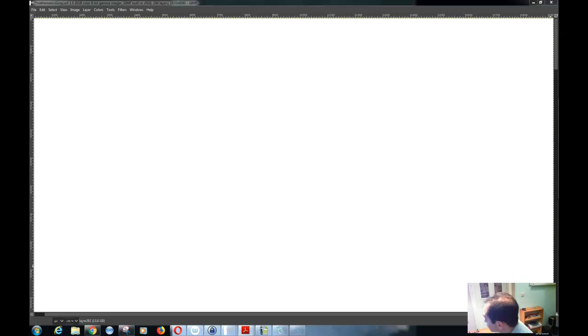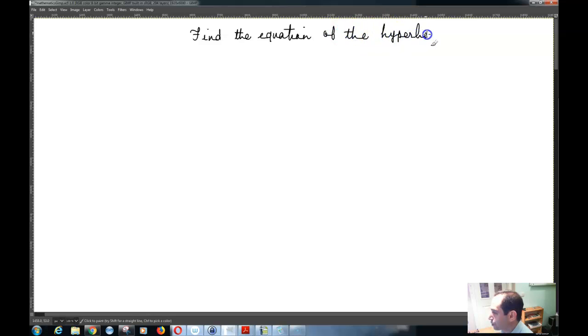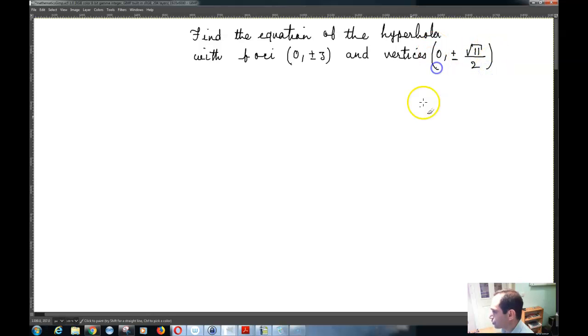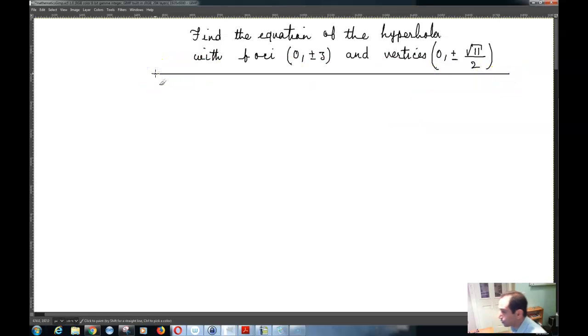So the next question that we have is, you want to find the equation of the hyperbola with foci 0, plus or minus 3 and vertices 0, plus or minus square root of 11 by 2. You want to find the equation of this hyperbola.